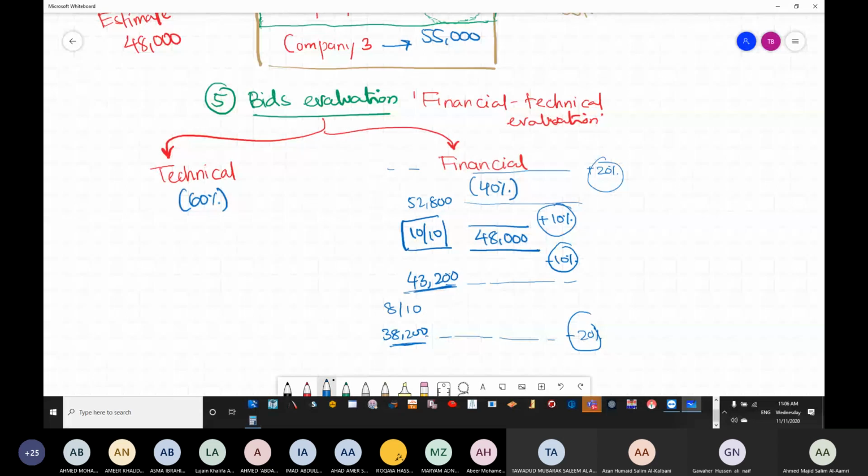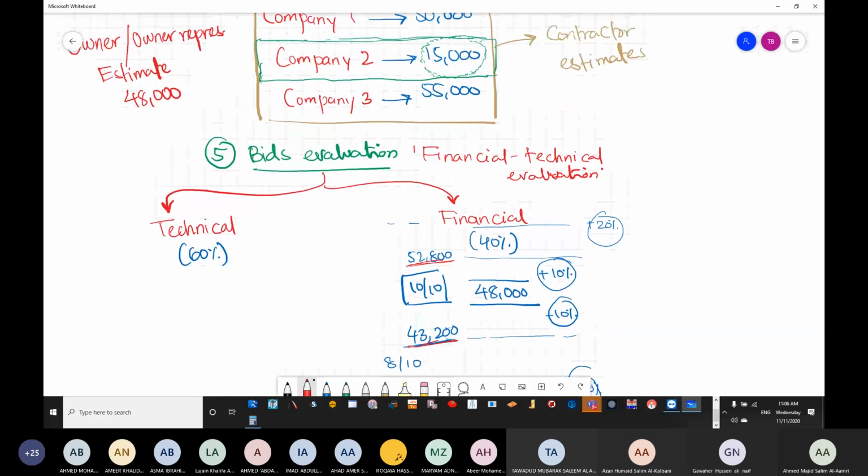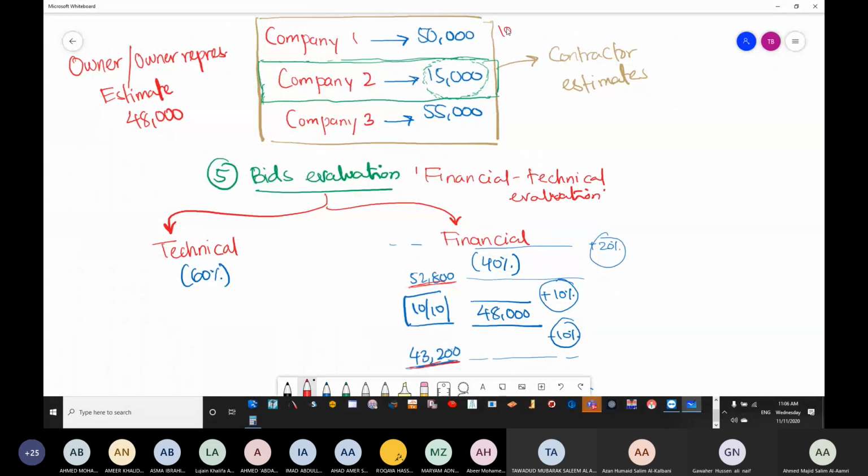So according to whatever calculation we have done, 52, 43, you will see that company number 1 is going to get 10 out of 10 in the financial evaluation, because that 50 is between 43 and 52. Company number 2 is beyond 52, so they will be getting 8 out of 10, and it goes on. Okay, this is only for the financial part.